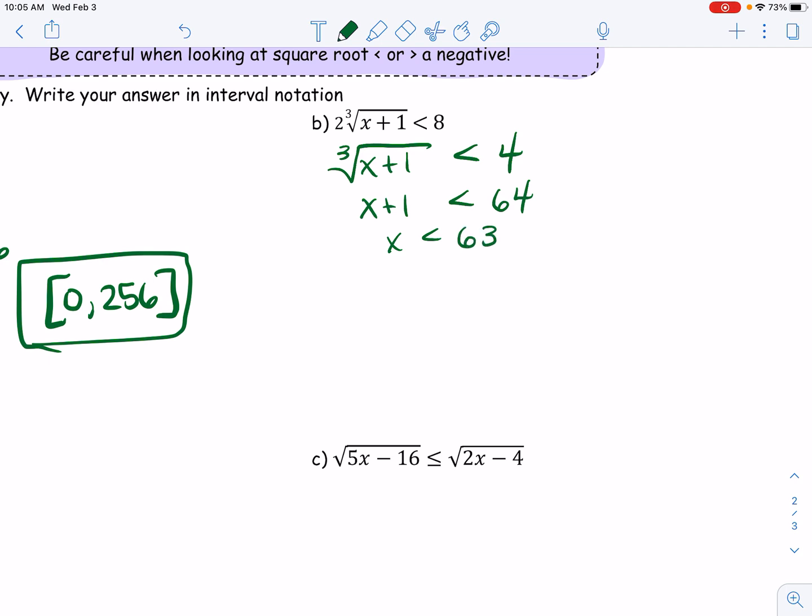And then this time, remember, I had the cubic root of something. It doesn't matter what's underneath a cubic root. It could be positive or negative, right? It's only when I have an even root. So this is my final answer. I want the x's that are less than 63. So that's everything from negative infinity to 63, not including.